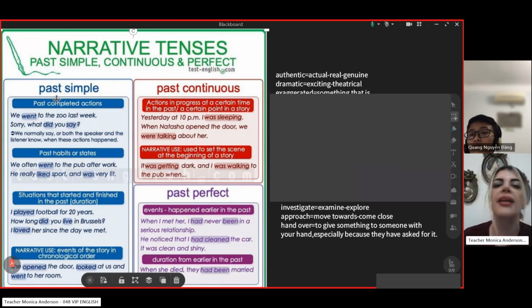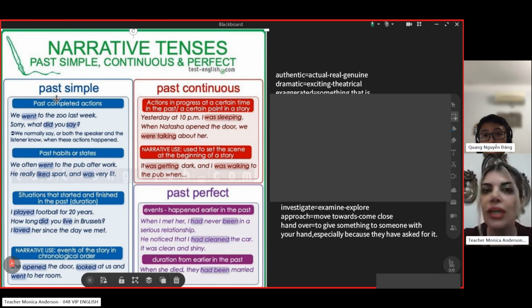Okay, we have some narrative tenses that can be used to write the story. Of course, when you're going to write the story or tell a story, maybe a memory, something from the past, you need to use past tenses: past simple, past continuous or past perfect. But where and how to use them, that is really important.